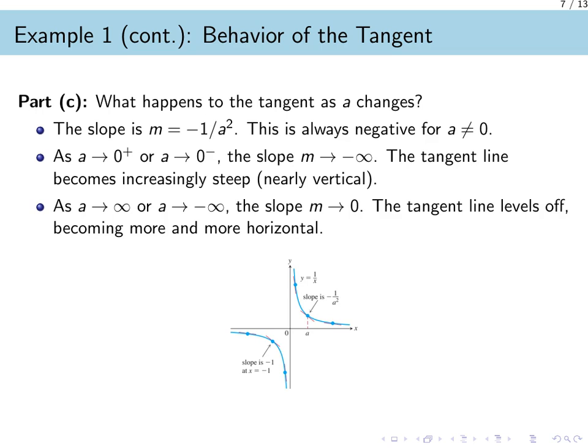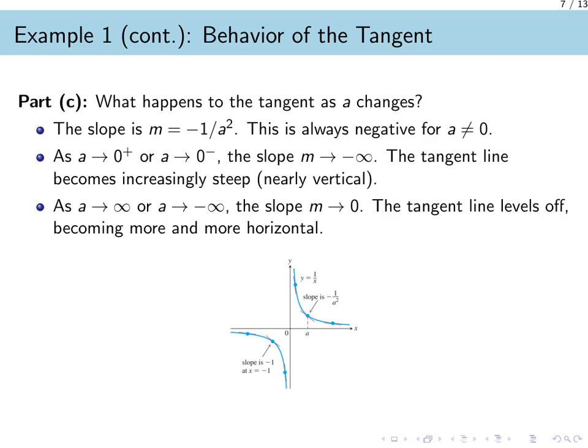Conversely, as a gets very large in either the positive or negative direction, the denominator a squared becomes huge, and the slope approaches 0. As an example, a tangent line far from the origin is nearly horizontal.